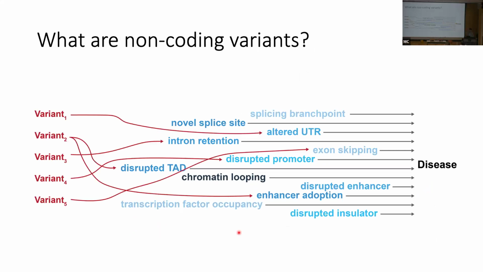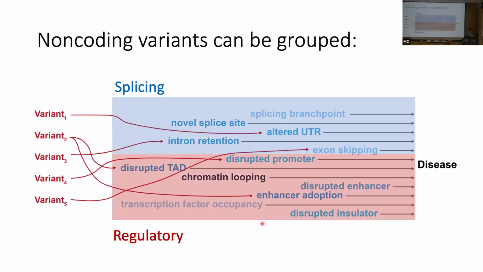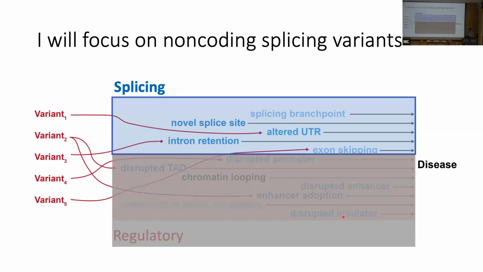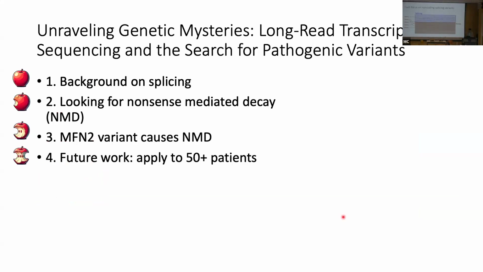So what are some examples of pathogenic non-coding variants? Non-coding variants can cause disease via a lot of different mechanisms. As you can see here, this is super intimidating. The main point that I want to get across from this slide is just that non-coding pathogenic variants can fall into two major categories: splicing variants in the blue and then regulatory variants in the red. So the big question of my PhD is how can we discover these variants. My talk today will focus primarily just on splicing. And here's the outline of the talk I'll be using.